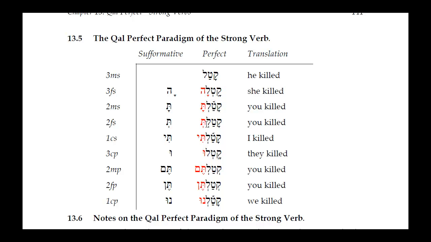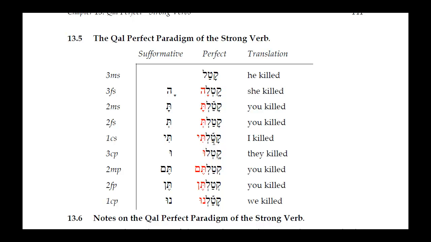You killed. And so we actually have two consonants with two non-vocal shevas side by side here. This is really the only time you see this. So this is actually just two syllables, not three syllables. Qatalt. And that would be you killed, feminine singular.